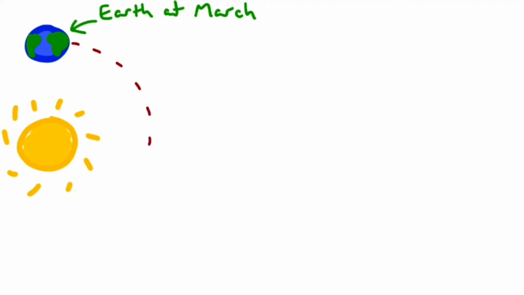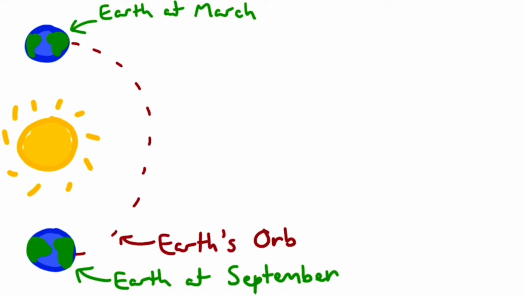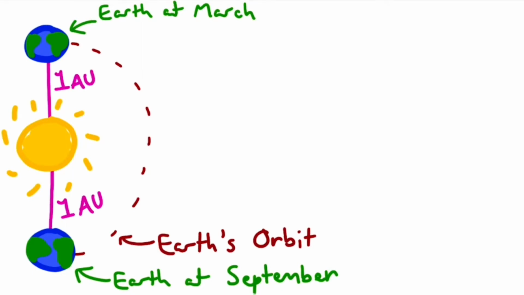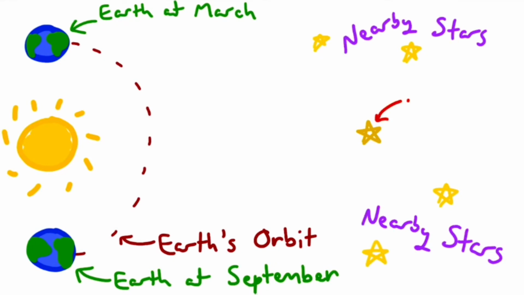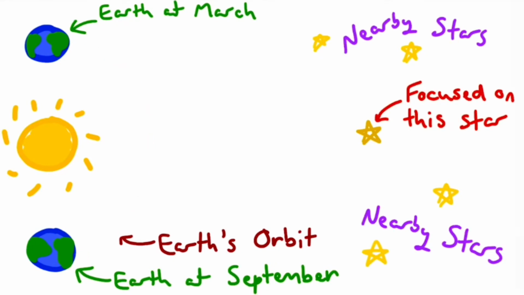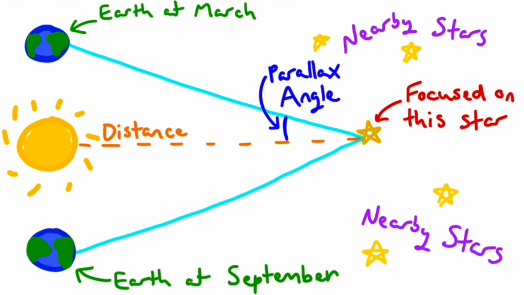Cue the animation. To find the parallax angle, record the Earth at one point of its orbit. In this case, we'll use March, and then 6 months later, which would be in September, at the opposite point of the orbit. Remember that the Earth's orbit's radius is the astronomical unit, or AU. Next, find the star you were measuring by comparing it to nearby stars 6 months apart. In this case, we're using March and September. And solve for the angle between the Earth, star, and sun to get the parallax angle.